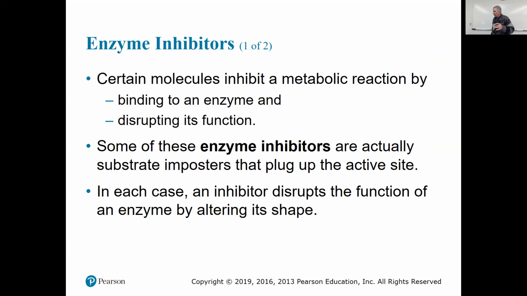Certain molecules inhibit a metabolic reaction by binding to an enzyme and disrupting its function. Some of these are enzyme inhibitors. Some of these enzyme inhibitors are actually substrate imposters that plug up the active site. They're called competitive inhibitors because they compete with the natural substrate for the active site. They have the same shape and can fit the active site, but they don't do anything when they get there. So they can really turn off an enzyme.